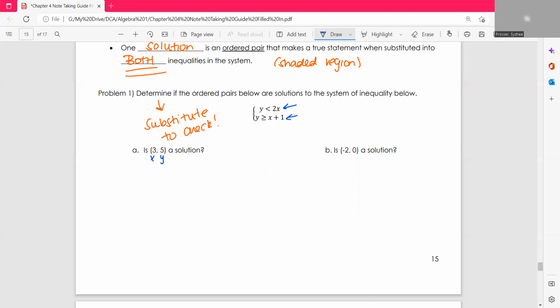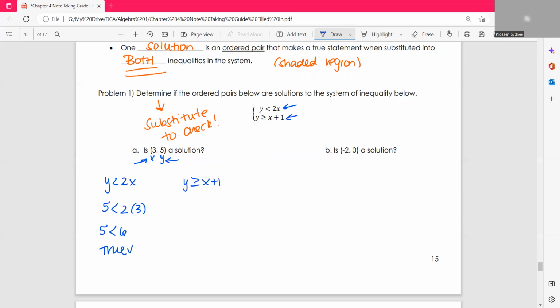I can set this up as y is less than 2x, and the other one is y is greater than or equal to x plus 1. I'm going to substitute my x and my y into both of these inequalities. So it's y, which is 5, is less than 2 times my x, which is 3. When we simplify, I have 5 is less than 6. Is this true? Well, that's true. So far we're good, and we need to have true inequalities for both.